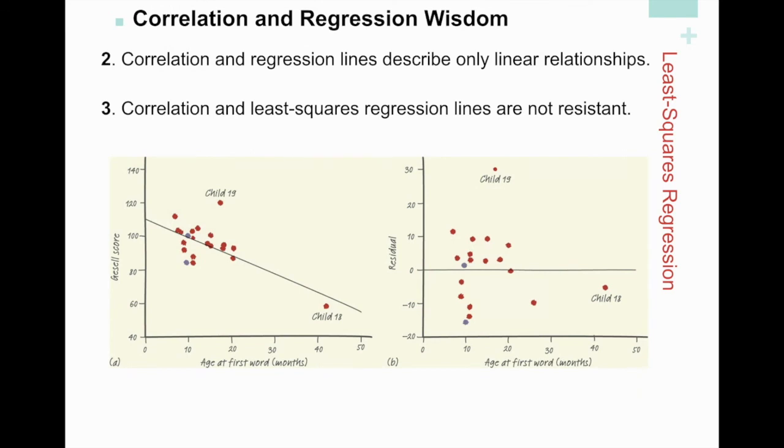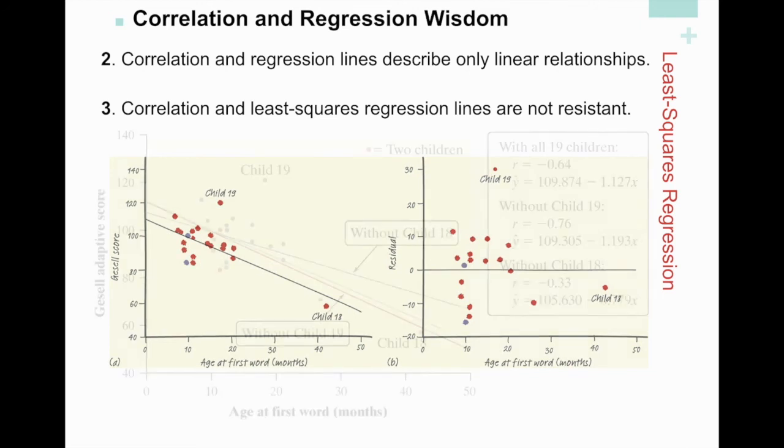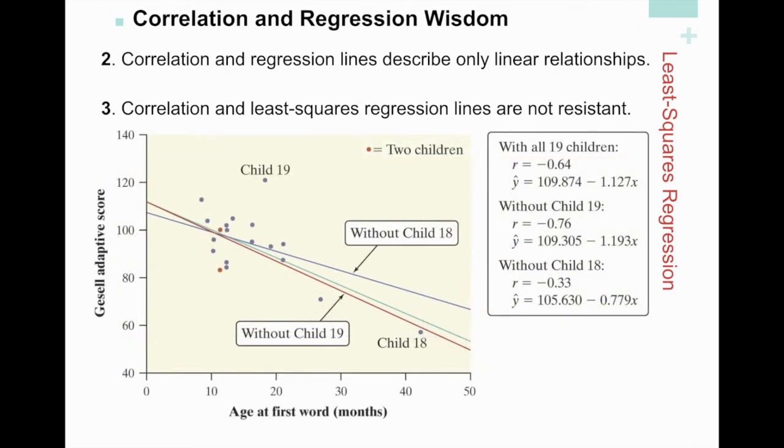Remember that correlation and regression lines are only good for linear relationships. And also remember that correlation and least squares regression are not resistant at all. They're heavily influenced by outliers. And there it shows you how much the LSRL will change if you just take out one dot. If you just take out one observation, the slope changes, the intercept changes, things change quite dramatically.